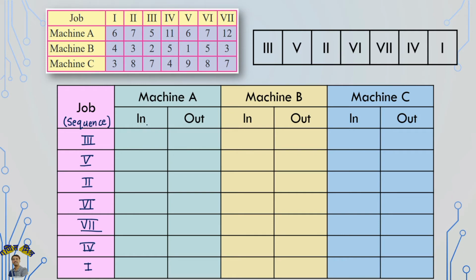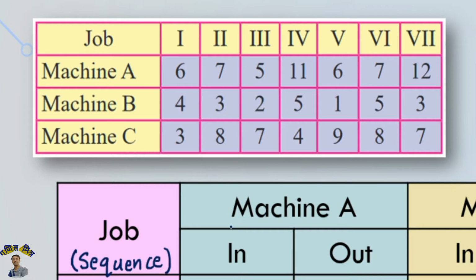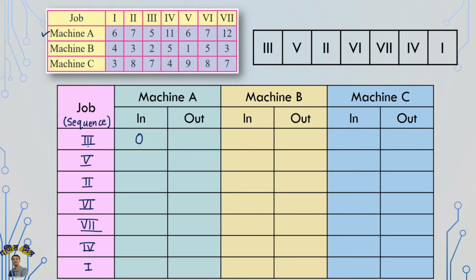You are familiar with these concepts, in and out. Always start with the 0 time. Now only concentrate on these values of machine A. Job 3, the value is 5, so 0 plus 5 is 5. Now copy that 5 here. Then job 5 is 6. So 5 plus 6 is 11. Copy that 11 here. Job number 2, the value is 7. So 11 plus 7 is 18. Then copy that value 18 here.